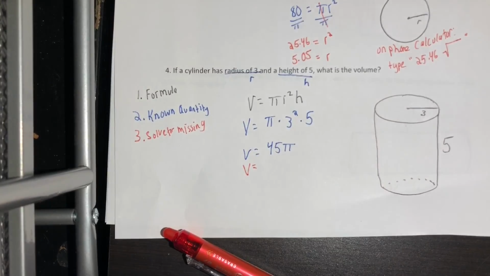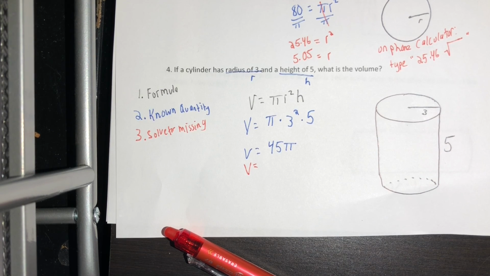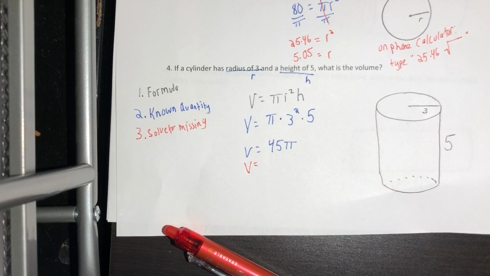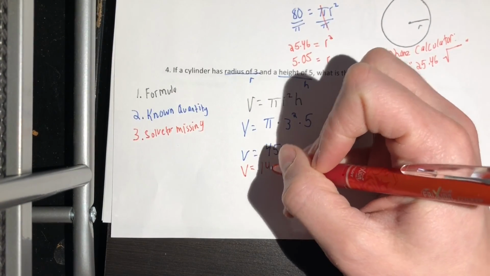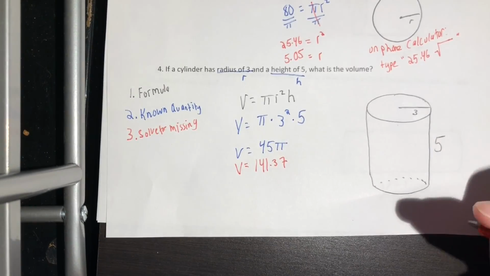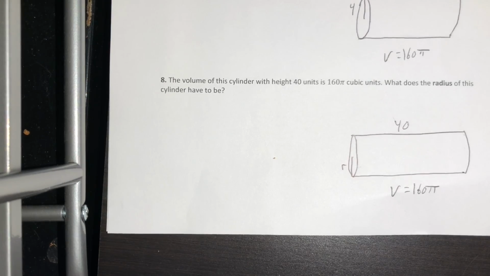And that's going to be something in the neighborhood of 140 maybe? Let's see. Get my calculator. 45 pi. 141.37. All right, so we figured out the volume there. So now on the next page, we're going to get into what this is going to look like solving for a dimension.